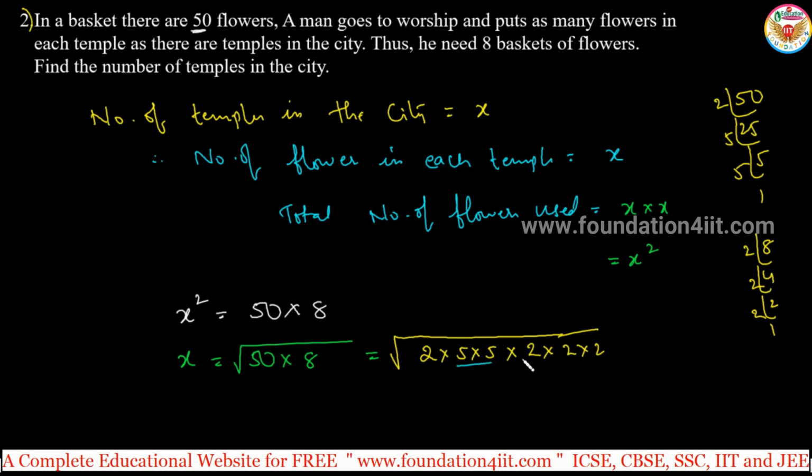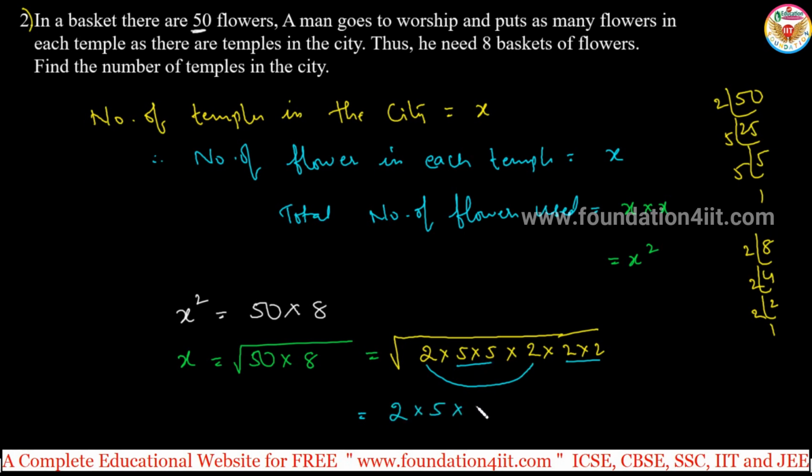Okay, this 5, 2 and these two together also is one pair. So therefore every two pair, one you can take. Instead of this 2 and 2, one 2. Instead of 5 into 5, one 5. Instead of 2 into 2, one 2. 5 2s are 10, 10 2s are 20. So the number of temples in the city is 20.